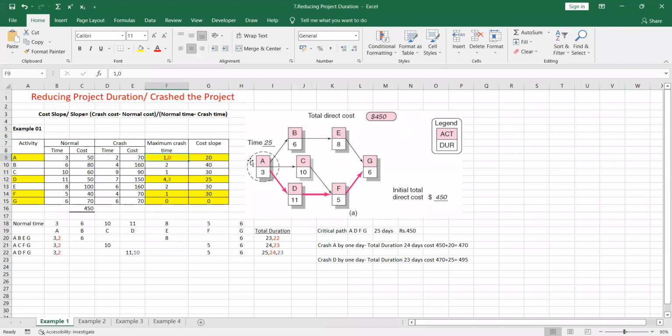So the next step is finding the cost slope. The cost slope can be found using this equation. From the crash cost, you deduct the normal cost and divide it by the maximum crash time, or you can simply take normal time minus crash time. So this is the way you have to calculate the cost slope. Now we have identified the critical path according to this project network, and I have highlighted the activity, maximum crash time, and cost slope. So this is the first step that you have to do when reducing the project duration, right?